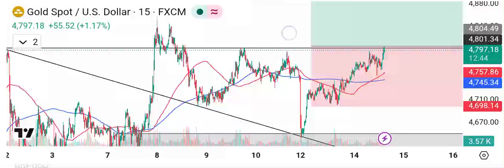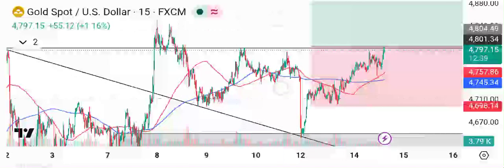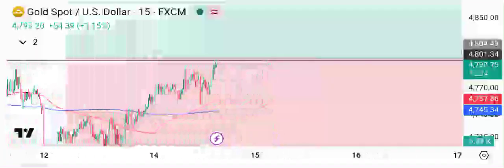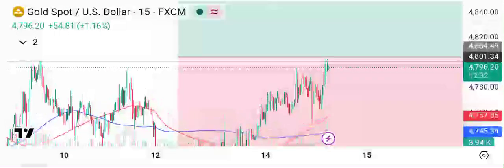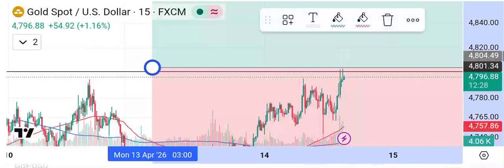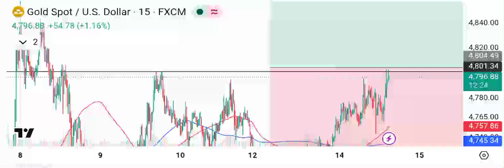This was the last resistance that was created. Resistance here 1, another resistance 2 times. So now we can see that price came back the third time to this resistance zone. You can see that the bulls are gathering a lot of momentum. Now what are we seeing here? We can see that price is attempting to take out this last resistance that was created here.